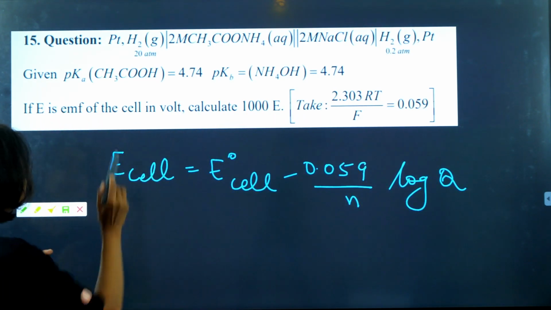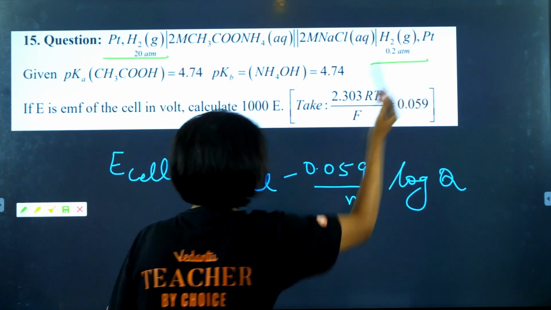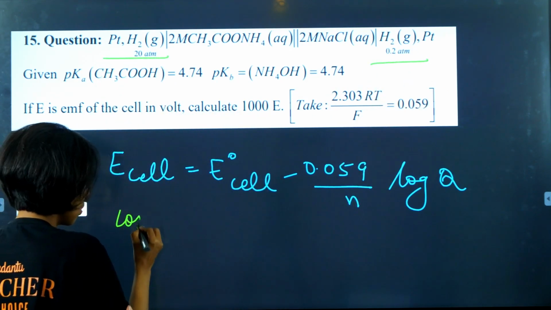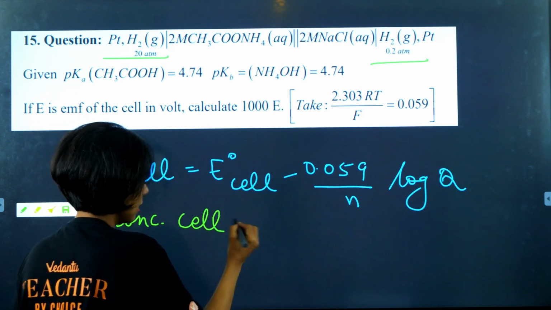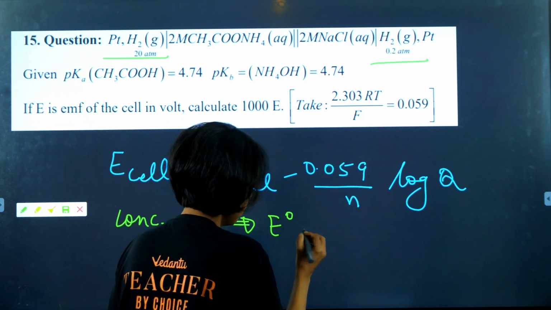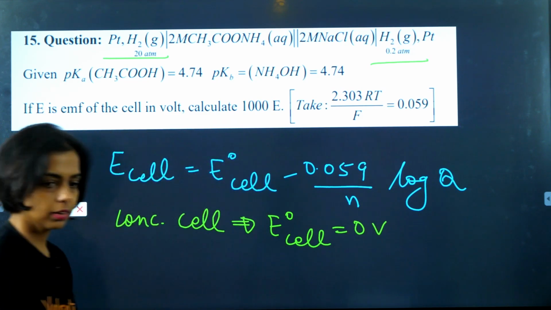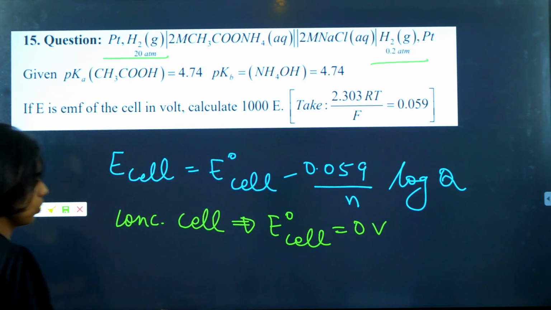So in the cell, we have the hydrogen electrode on both sides. That means this is a concentration cell. Both the electrodes are hydrogen electrodes. Concentration cell means E naught cell is 0. Yes, E naught cell is 0.